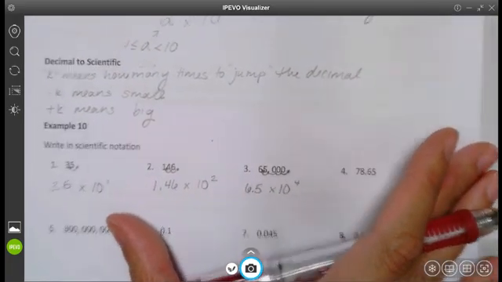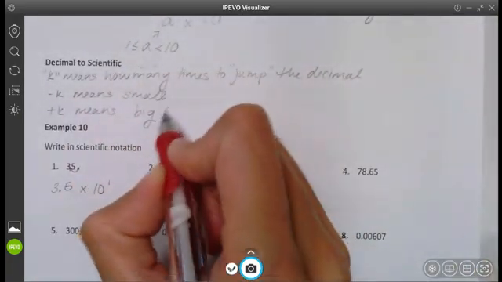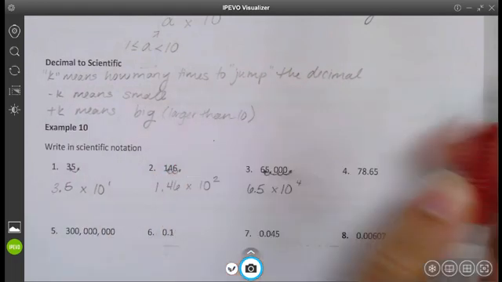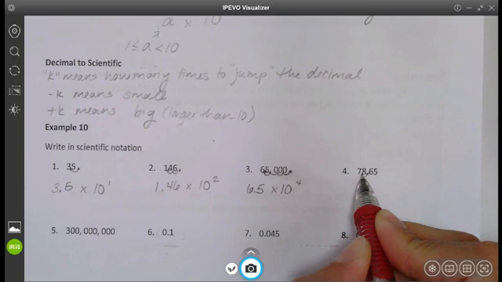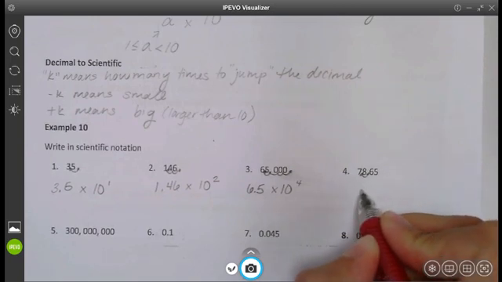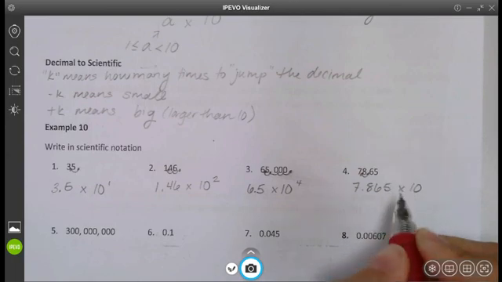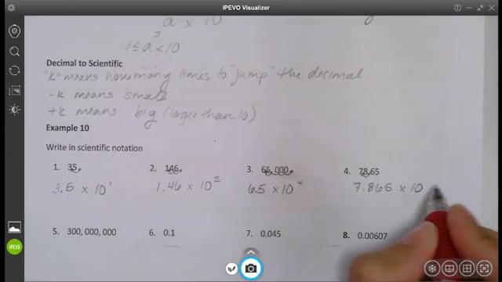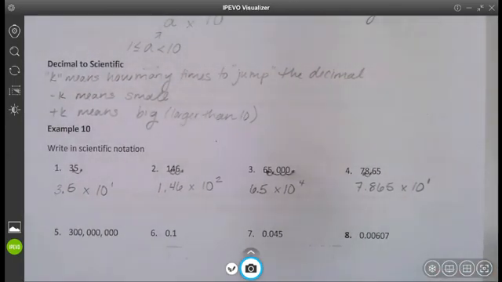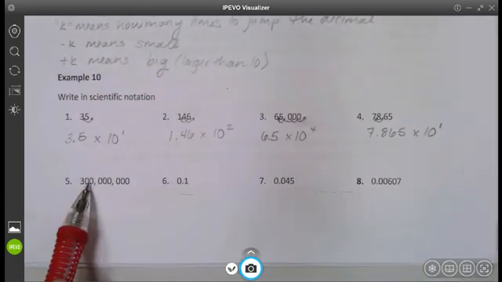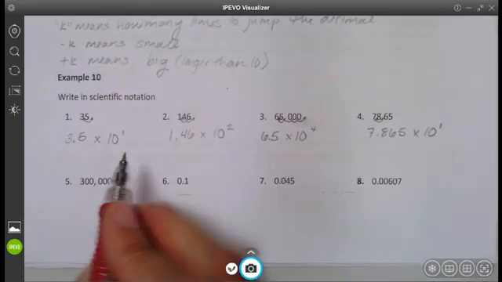78.65 is larger than 10. So we can say big means larger than 10. We want to move the decimal then such that there's only one digit. So it becomes 7.865 times 10. We jumped it only once, and since it was big, it's going to be positive 1. Next, we've got 300 million.